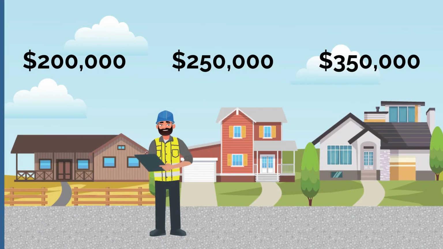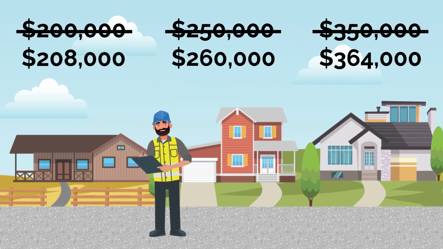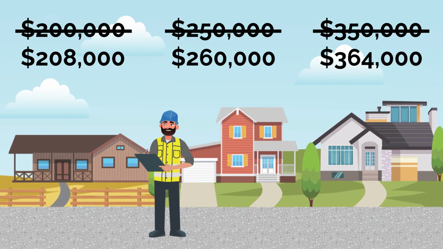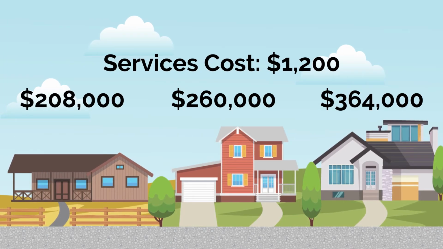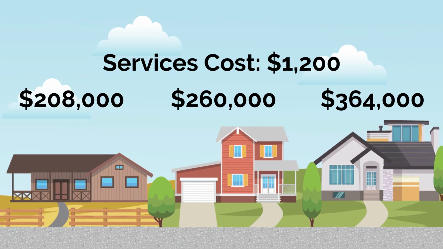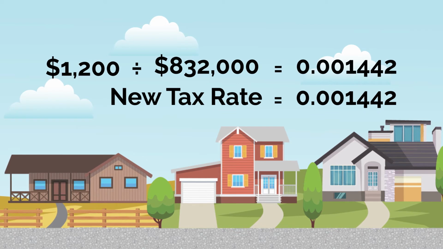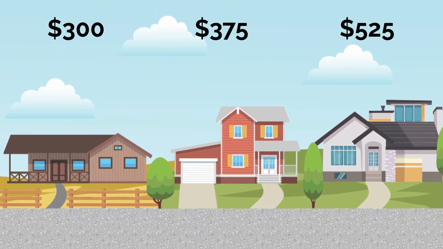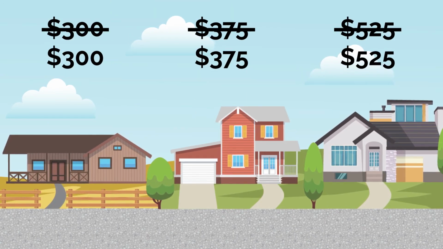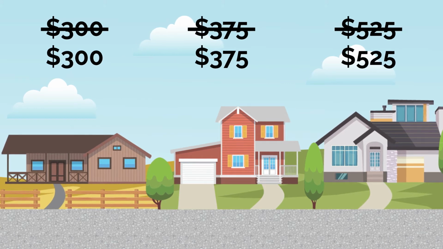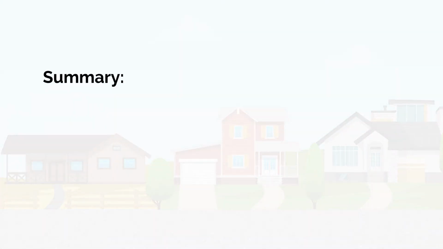Let's imagine that another year has passed and that property values have increased by 4%. Now let's imagine that the cost of providing services has remained the same, $1,200. The tax rate is the cost of services divided by the total assessment. The result is that all owners still pay the same tax as before because the cost of services has not changed.